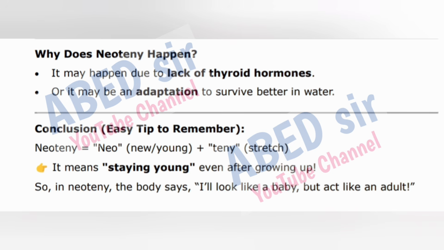Why does neoteny happen? It may happen due to lack of thyroid hormones, or it may be an adaptation to survive better in water. Conclusion, easy tip to remember: neoteny equals neo, new or young, plus teny, stretch. It means staying young even after growing up. So, in neoteny, the body says, I look like a baby, but act like an adult.